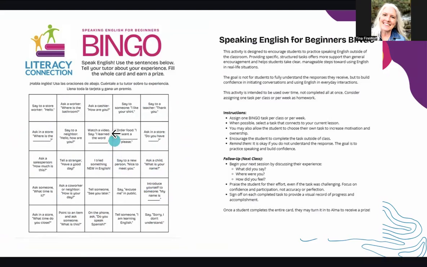Then they do just one task from this card between when they saw you and the next class. If it's just one day in between your classes, of course you want to give them a week or something. And remember, the biggest part of this, we skipped that slide, is that they don't have to understand the response. That's the number one most important thing, and it's right here, part of the instructions.